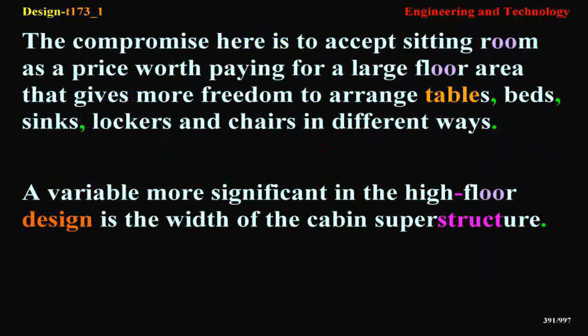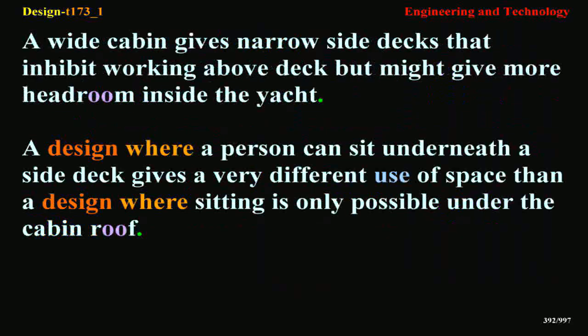The compromise here is to accept sitting room as a price worth paying for a large floor area that gives more freedom to arrange tables, beds, sinks, lockers and chairs in different ways. A variable more significant in the high floor design is the width of the cabin superstructure. A wide cabin gives narrow side decks that inhibit working above deck but might give more headroom inside the yacht. A design where a person can sit underneath a side deck gives a very different use of space than a design where sitting is only possible under the cabin roof.